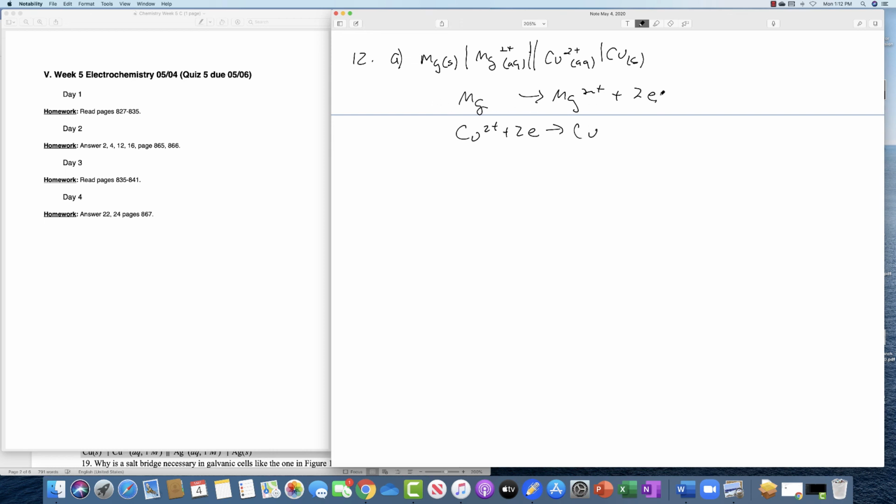So this top reaction, the losing of 2 electrons is the oxidation side, and the gaining of 2 electrons is the reduction side. And by convention, the reduction side is usually on this side, and the oxidation side is usually on this side. B.